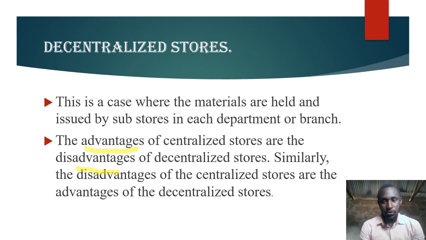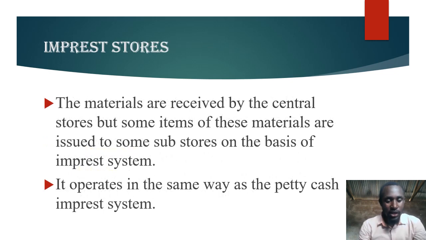Now we move on to the third type of store, and that is the imprest stores. In this case, the materials are received by the central store, but some items of these materials are issued to some sub-stores on the basis of the imprest system. The system operates in the same way as the petty cash imprest system in the financial field.